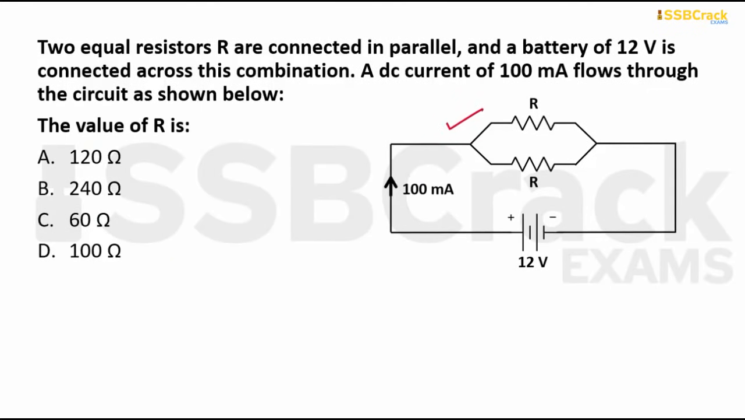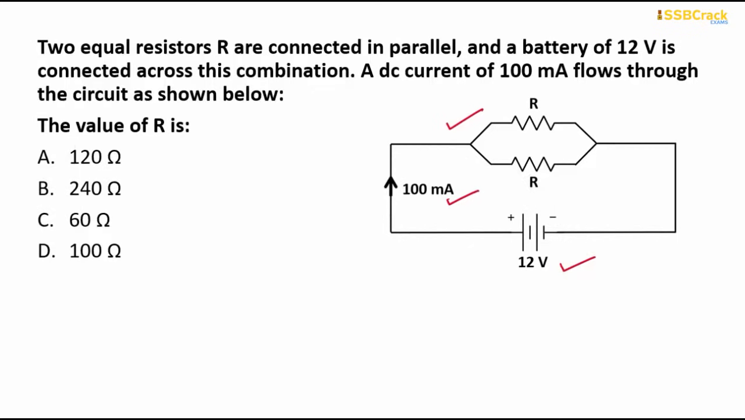Okay. And a battery of 12 volts is connected across the combination. A DC current of 100 milliamps is flowing through this particular circuit, and we have to find out the value of R. Now what is this arrangement? Two resistors R are connected in parallel.